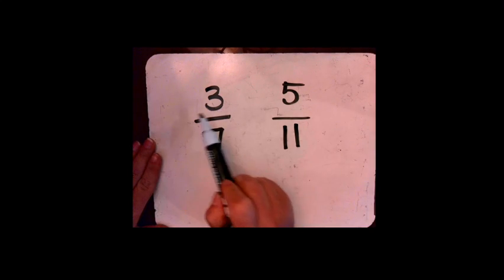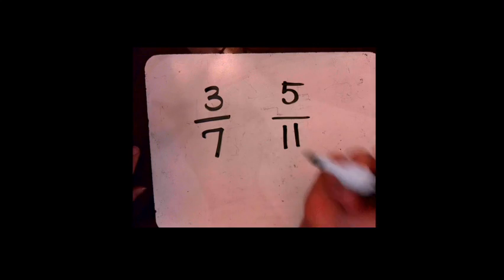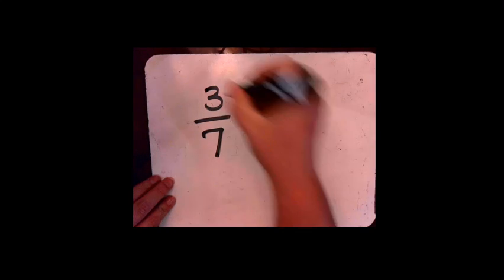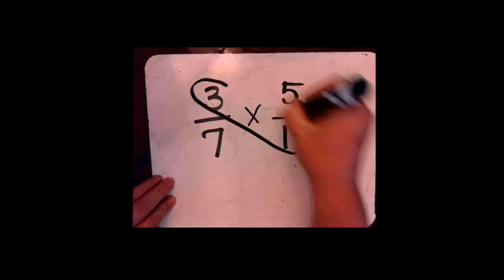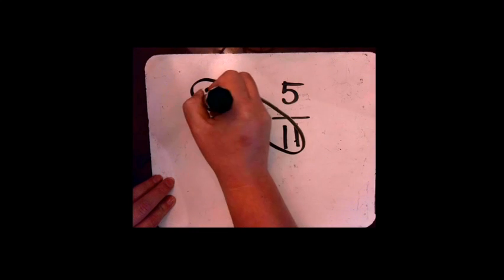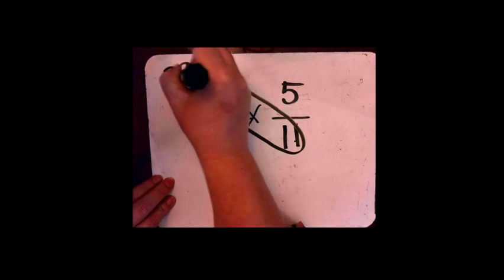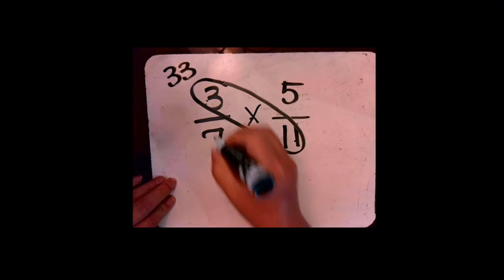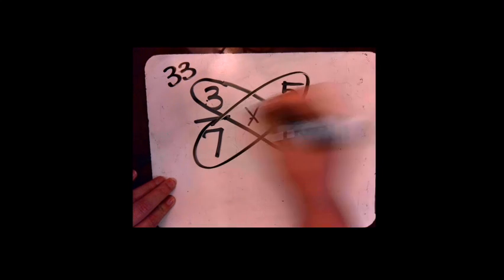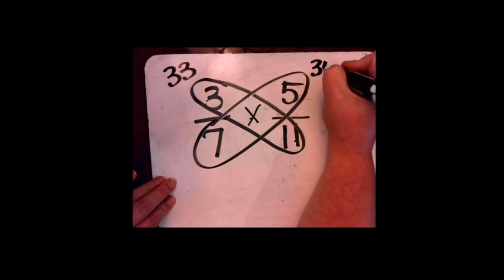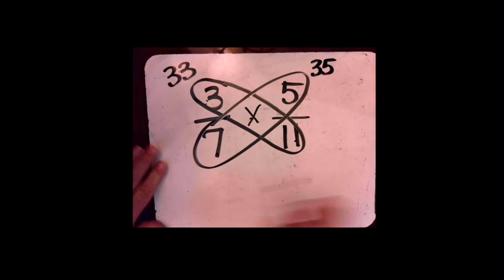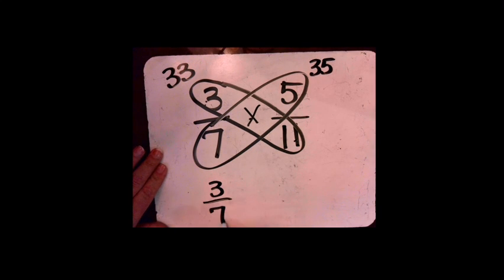Alright, so the first thing I need to do is what? I'm going to multiply what two numbers? Do I go straight across? Nope. I've got to remember, think of my multiplication sign. I'm going to do my first side of my x. 11 times 3 equals 33. Now I'm going to do the other side. 7 times 5 equals 35. Ooh, this one was so close. But 3/7 is actually less than 5/11.